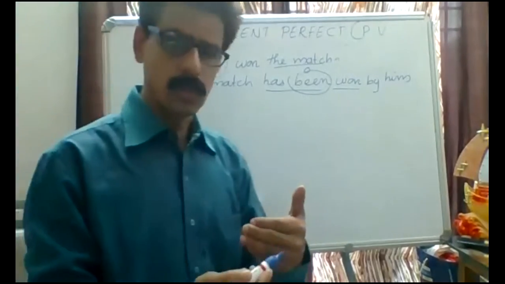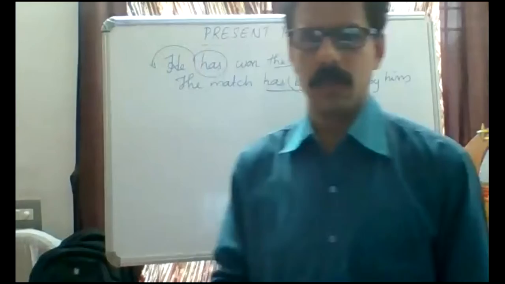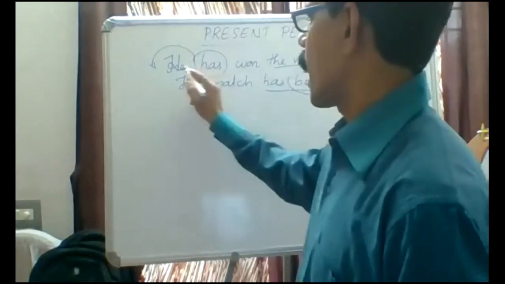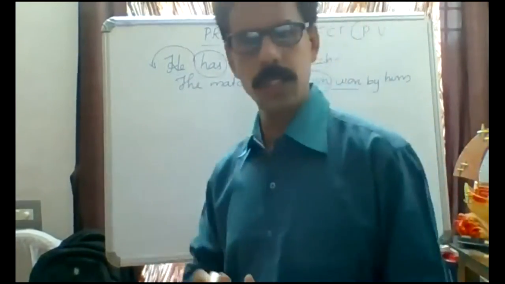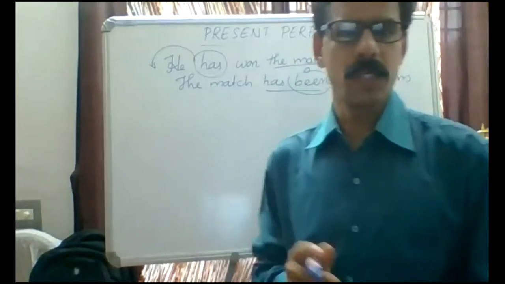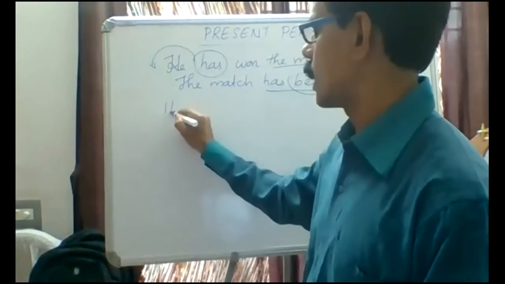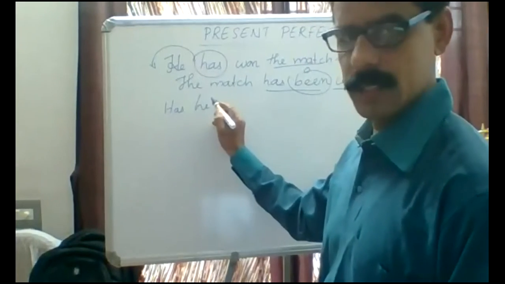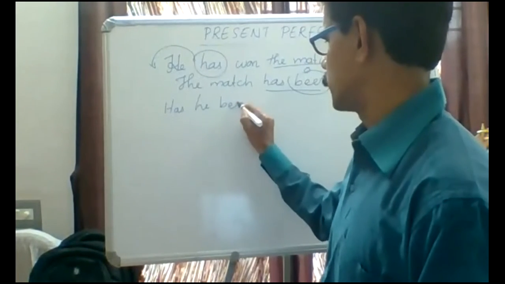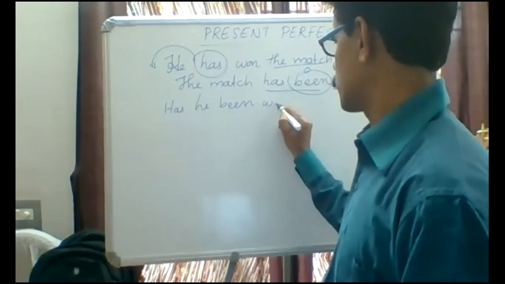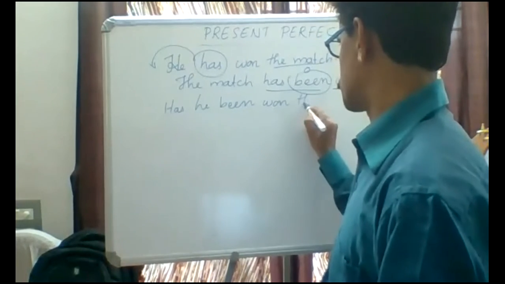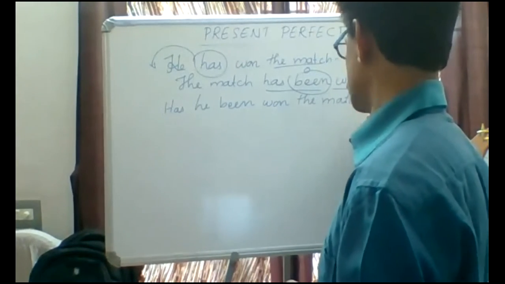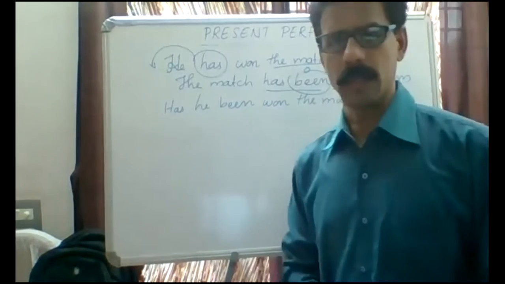Again, if you want to change the same question into passive, if you want to ask the same question in passive, has he been won the match? It starts with has. He is the subject, so it goes second. Has he? Just add a been here. Been won as it is, won the match. So this is the question: has he been won the match?